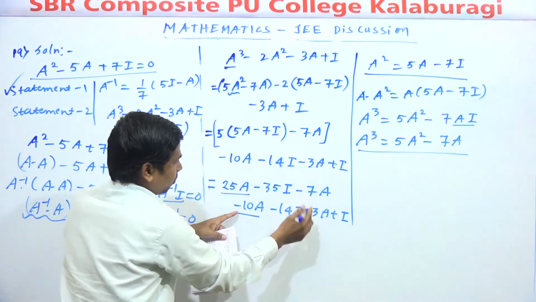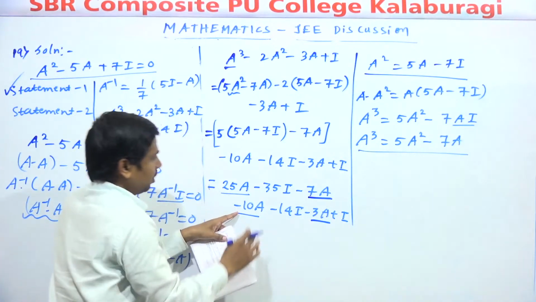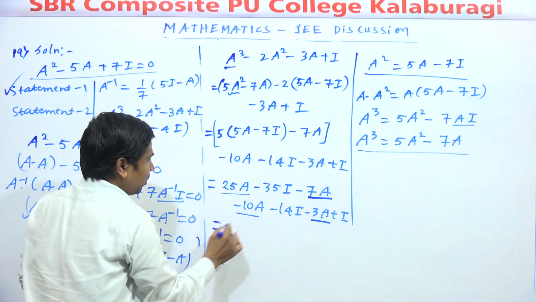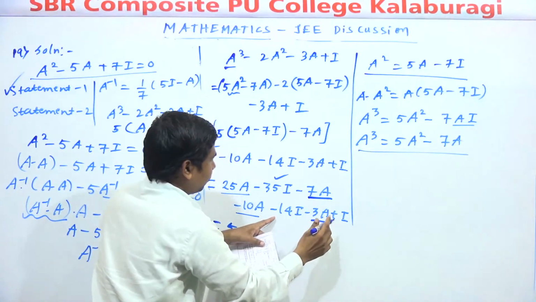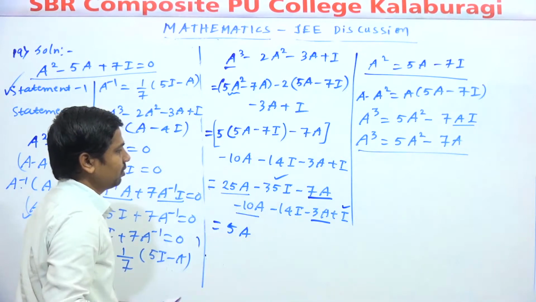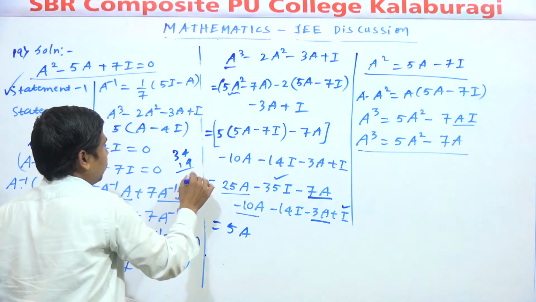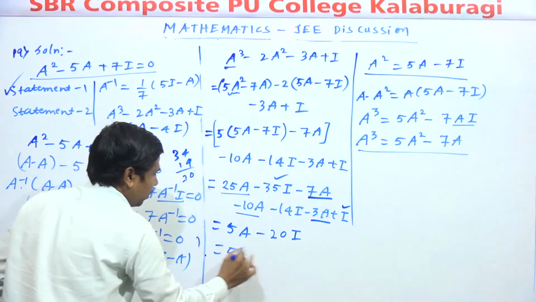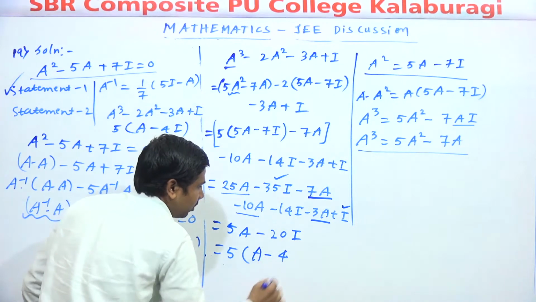The a terms: 25 minus 7 minus 10 minus 3 gives 5a, right? For the i terms: 35i, minus 14i, plus i, minus 2... we get minus 20i. What is common? 5 is common. 5 into a, minus 5 fours are 20.